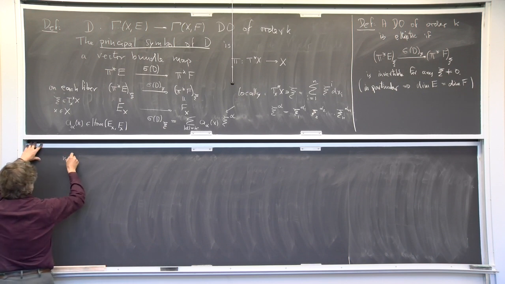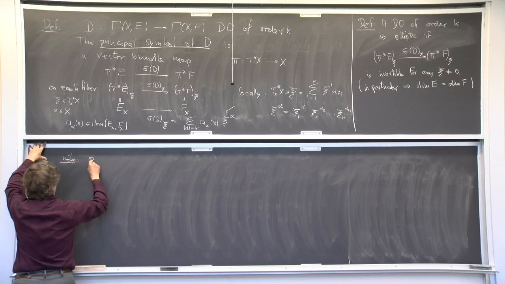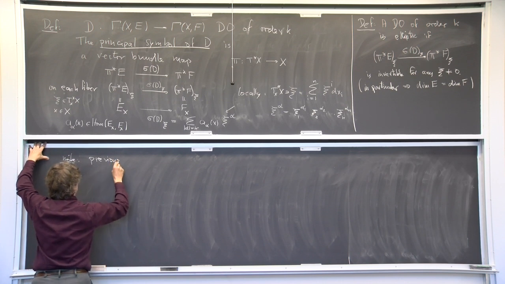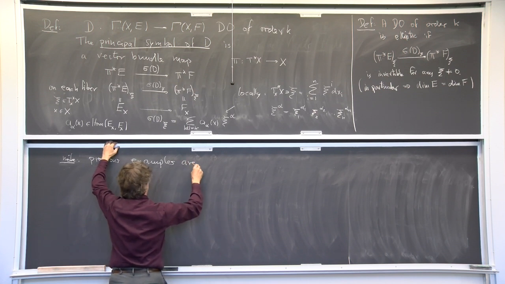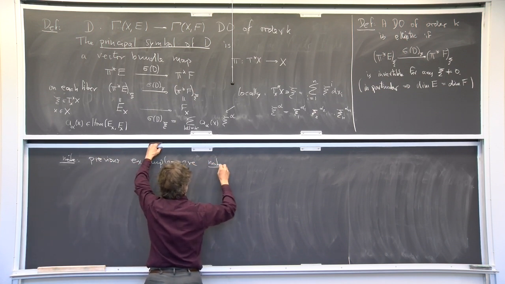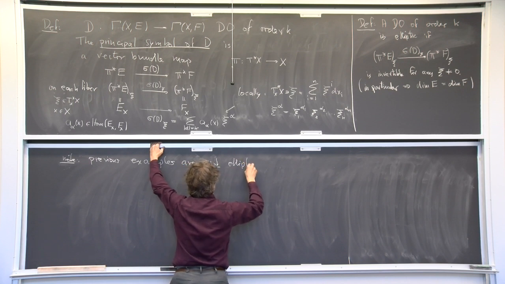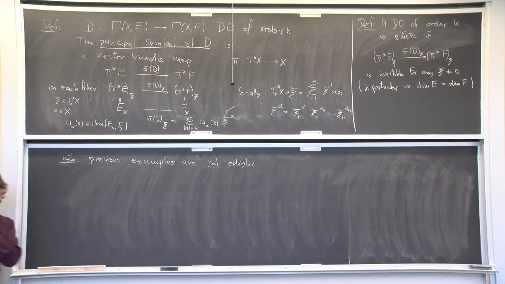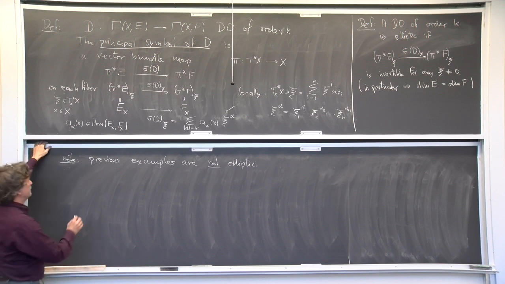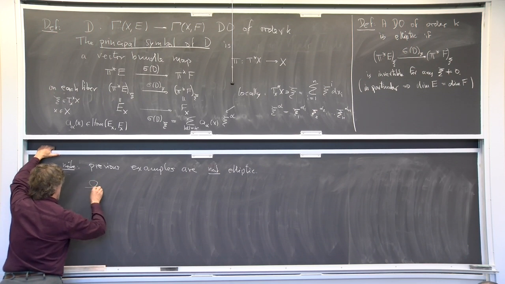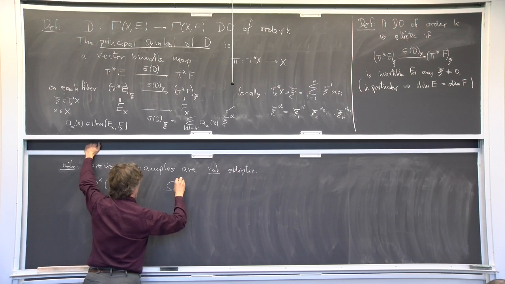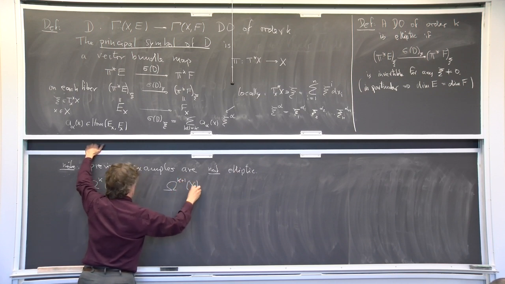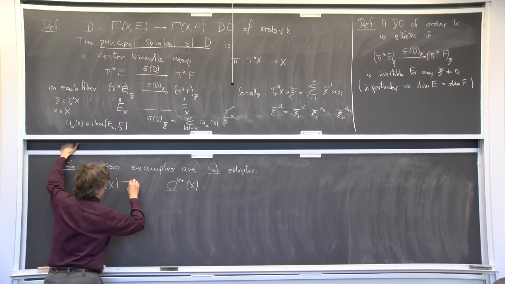So note, previous examples are not elliptic. But you can build an elliptic operator out of the de Rham operator as follows. So you need to do this move here. So you look at, say, k forms and k plus 1 forms. And there's a de Rham operator going this way.